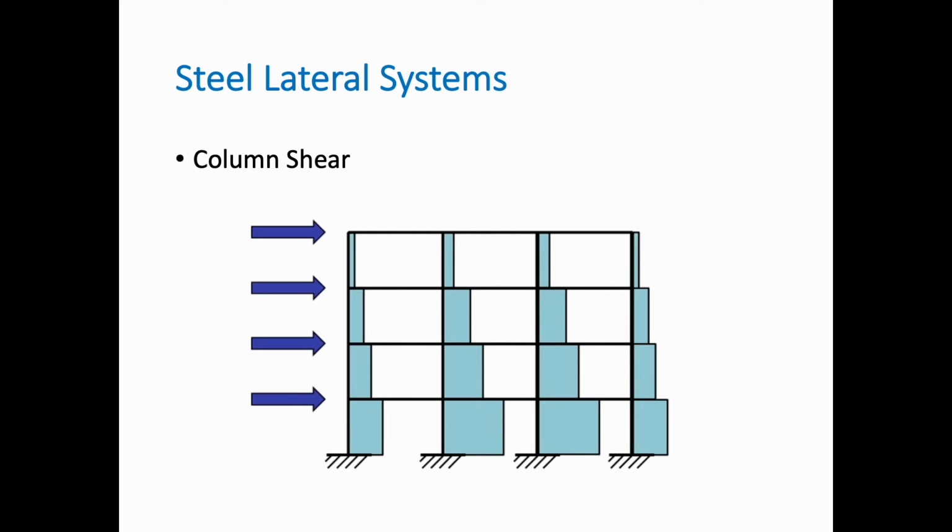So here we have a typical frame, and we have a lateral seismic force acting on the frame, and you can see here the column shear forces as they are distributed. It appears that the middle columns usually have larger shear forces, whereas the end columns usually have higher overturning moments.